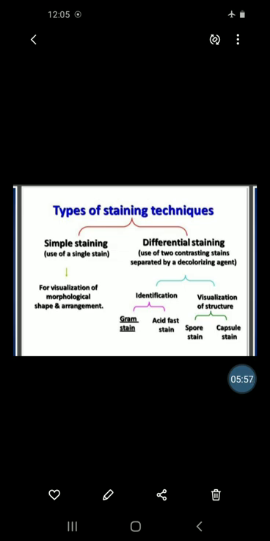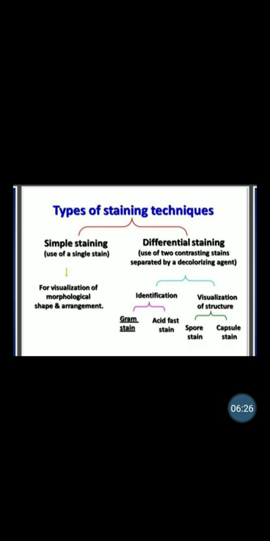For identification, it is again subdivided into gram staining and acid fast staining, or gram stain and acid fast stain. And for visualization of structure, spore stain and capsule stain. Yes, for visualization of structure, spore staining and capsule staining. These are the different techniques or types of staining.